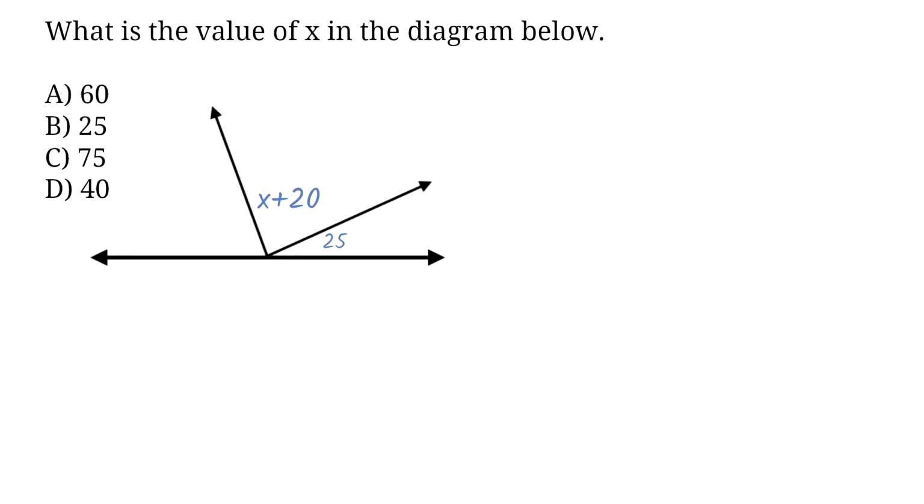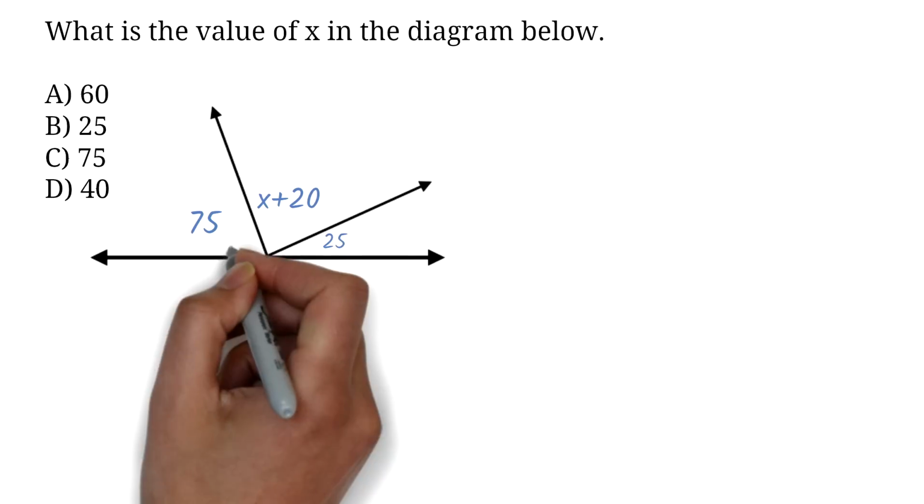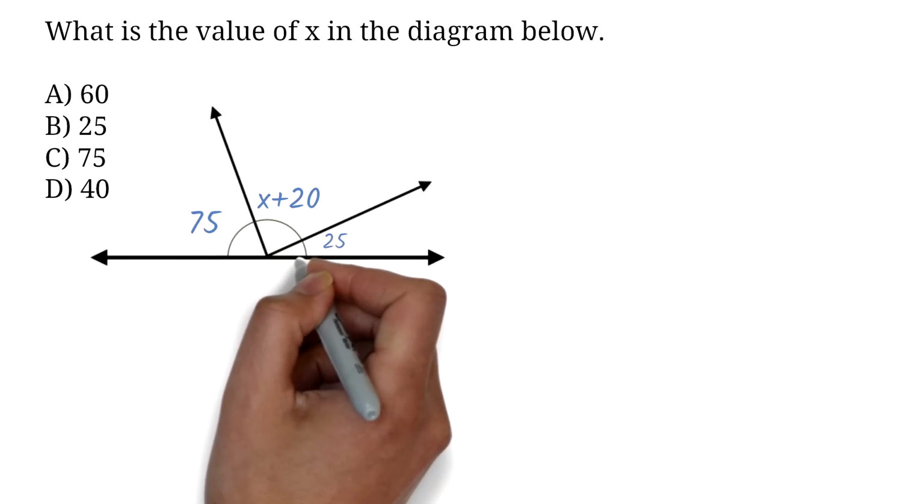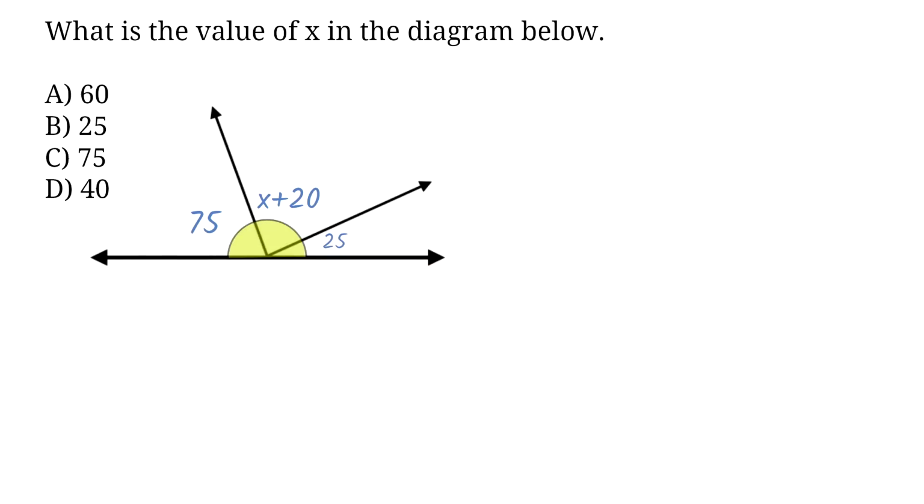What is the value of x in the diagram below? A. 60. B. 25. C. 75. D. 40. The work here is being able to identify that this is angles on a straight line. Angles on a straight line add up to 180 degrees. Once you know that, you will just add everything and equate it to 180, then solve the resulting equation.